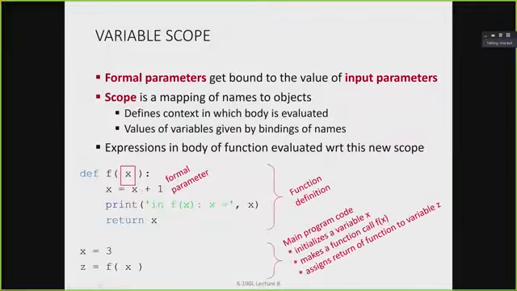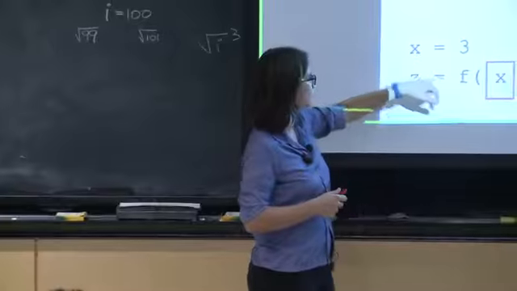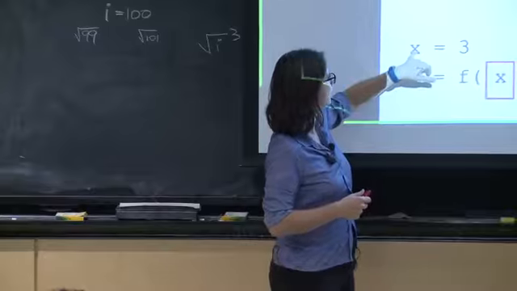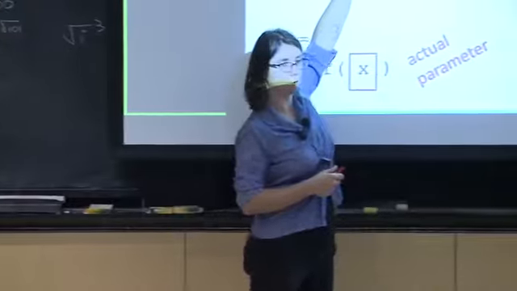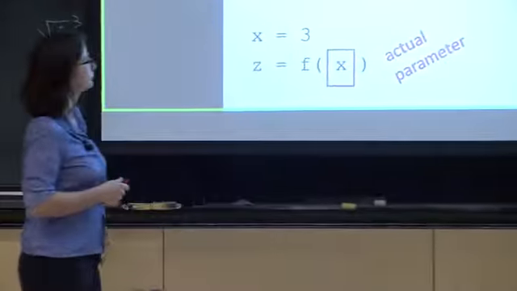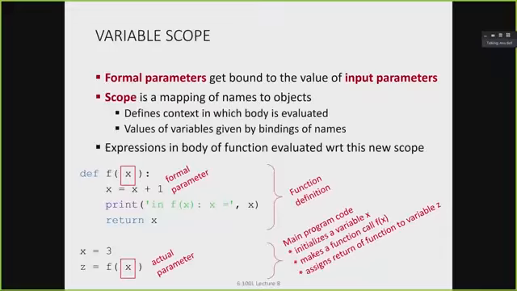Now, when you make a function call in the main program scope, that's when you make a function call with an actual parameter. So here, you'll notice I'm using the same name x, but this x inside the main program is different than the x that's this formal parameter of the function. This actual parameter, when we make the function call, is mapped to the formal parameter. So at that point, the formal parameter can get the value of the function call, which is 3.